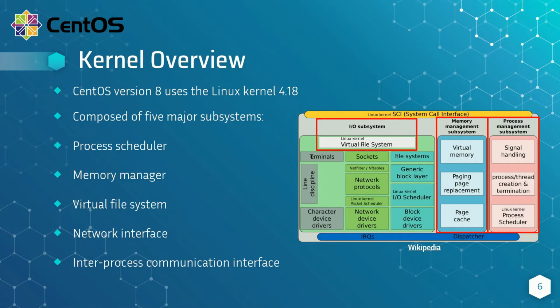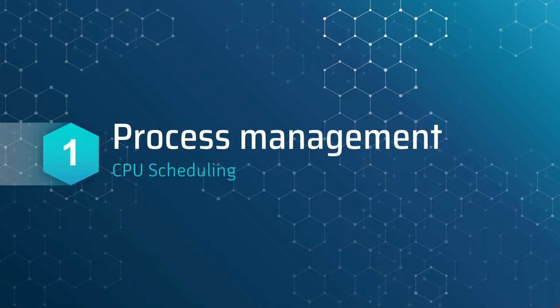So here's a quick kernel overview. CentOS version 8 uses the Linux kernel 4.18. It is composed of 5 major subsystems. We have the process scheduler, the memory manager, virtual file system, network interface, and the inter-process communication interface. So we'll go ahead and talk about the first major topic, which will be process management.